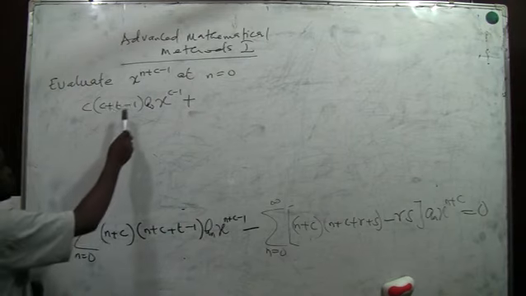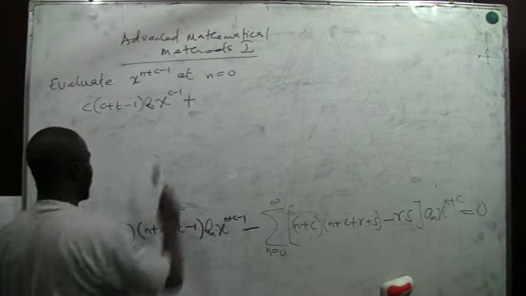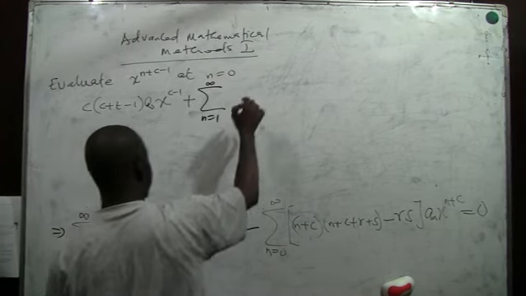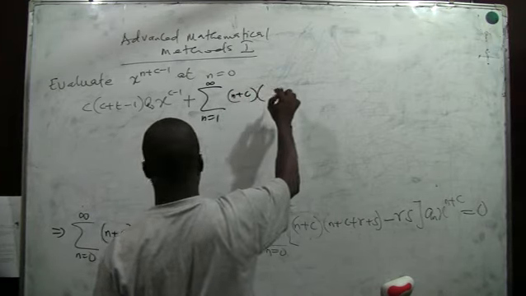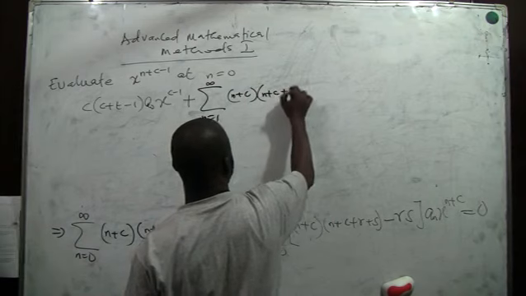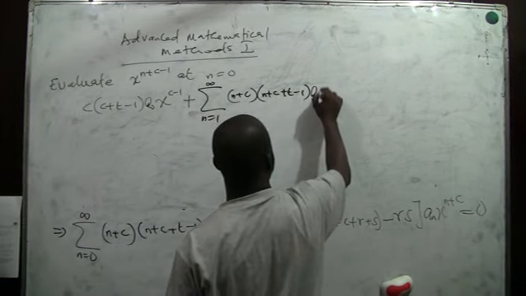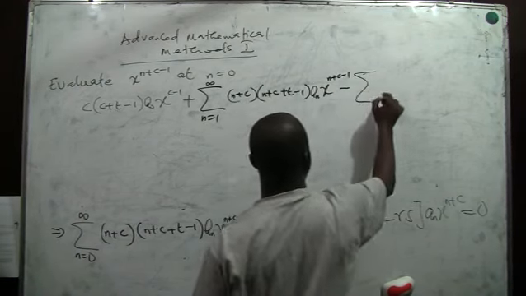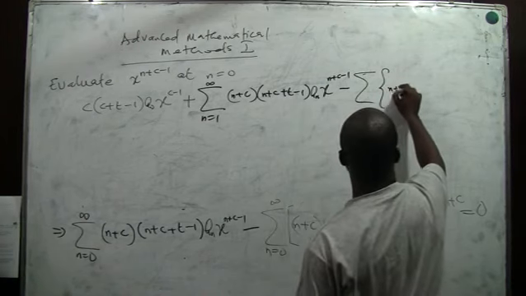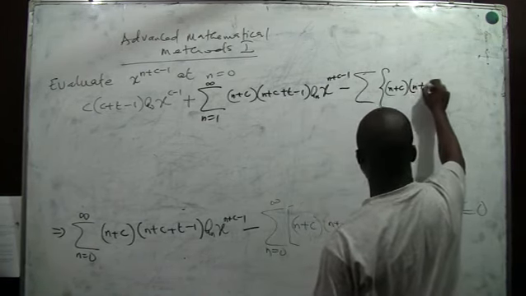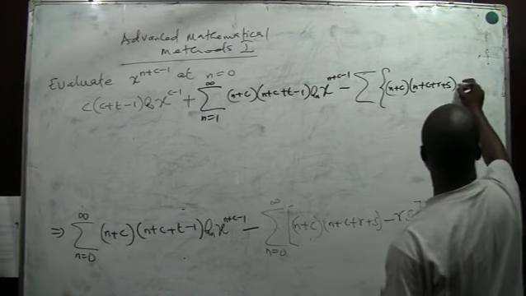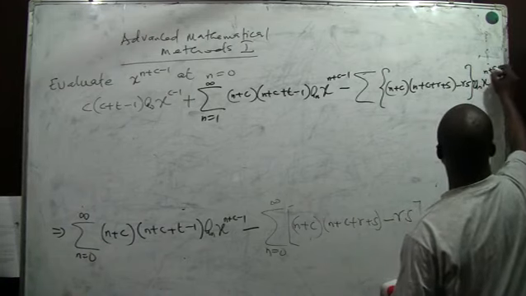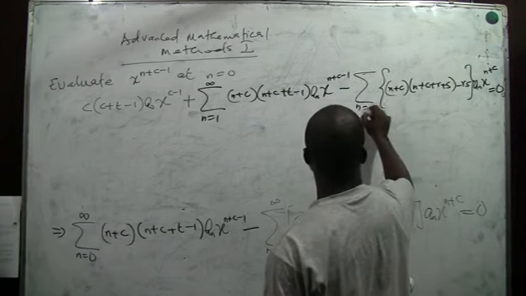Now that we have used the first value of the counter, the next value becomes n equals 1. n plus c into n plus c plus t minus 1, a n x raised to the power n plus c minus 1, minus the summation of n plus c plus r plus s minus rs, a n x raised to the power n plus c, everything equals 0, n from 0 to infinity.